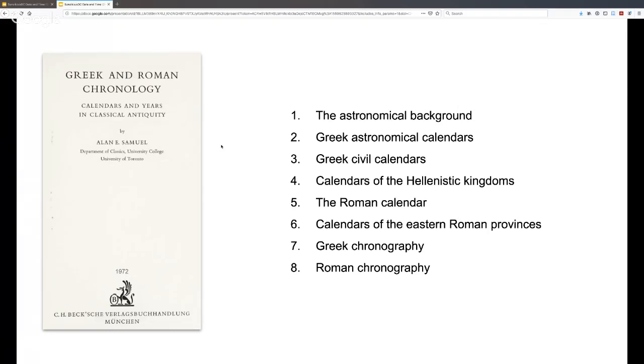As you can see here, the focus is on Greece and Rome, not on other cultures. And this book is still an interesting resource, dated 1972. And as you can see here, we can have a sense of what we talk about when we talk about chronology. We have these different aspects: the astronomical background, Greek astronomical calendars, Greek civil calendars, and then the Hellenistic kingdoms, the Roman calendar, and of course calendars in the Eastern Roman provinces, and then Greek and Roman chronography, and here we have references to years. So how do we calculate years?